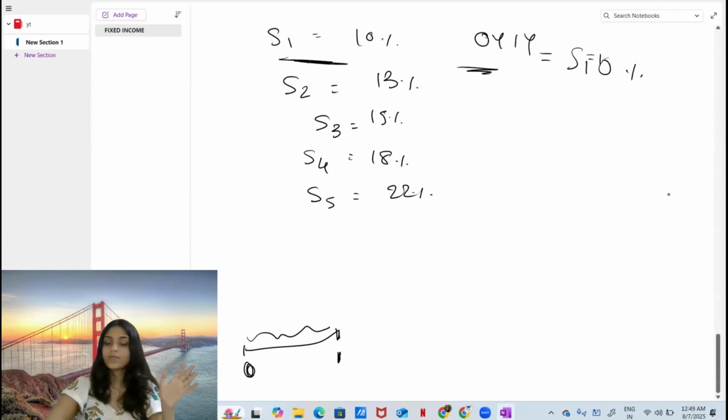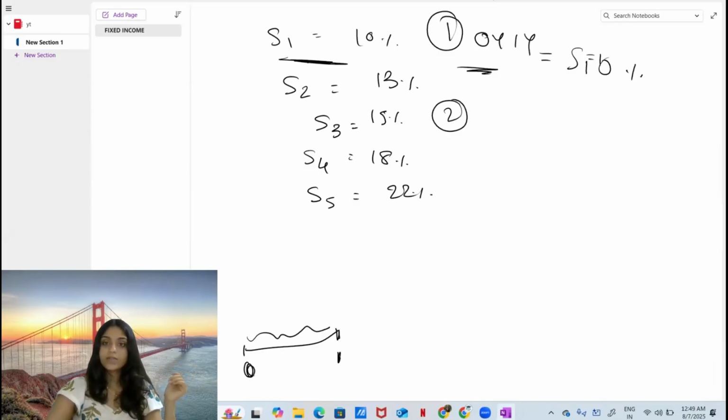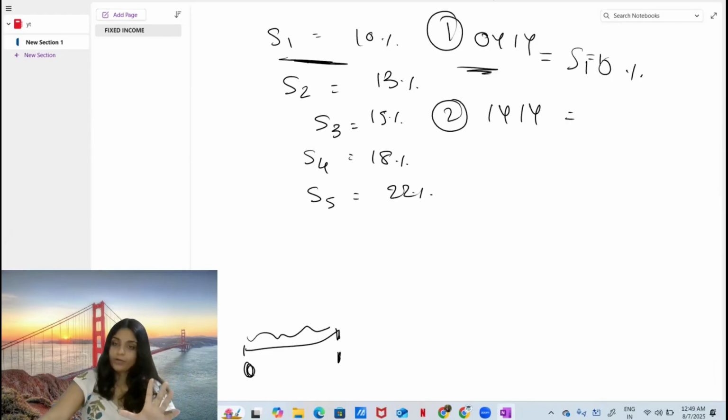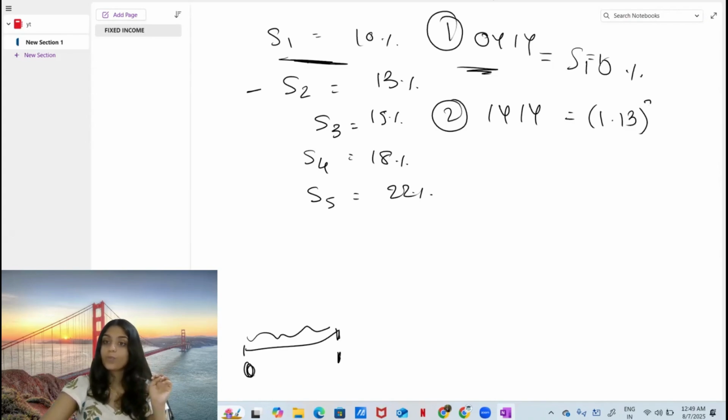Okay, this is the first one. Then the second one, for example, is given as 1y, 1y. After 1 year, for 1 year. So what you do here is 1 plus 1, 2. You take the second year spot rate, 1 plus spot rate, that means 1.13, correct? Bracket 1 plus 1, 2, done. Divided by the first number, that is the first spot rate, S1.